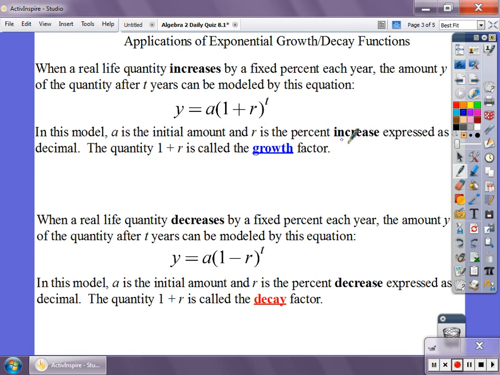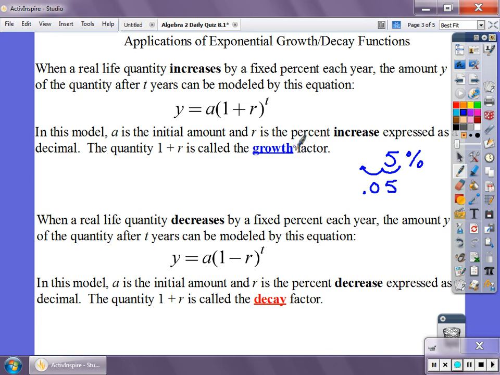Okay? r is the percent increase expressed as a decimal. So for example, if the value of your home increases by 5% each year, r would be the decimal version of 5%. And if you recall, to get a decimal version, you're just going to take your decimal point and move it 2 places to the left, which is dividing by 100. So 0.05 is the decimal version of 5%. The quantity 1 plus r is called the growth factor.